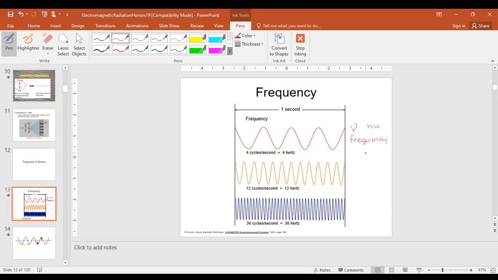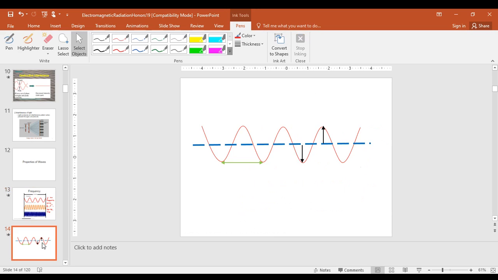The unit for frequency, there are several different units you can use for frequency. One is 1 over seconds. This is sometimes written as seconds to the -1. This is referred to as hertz, and the abbreviation for hertz is Hz. So this is frequency. Now I want to go over a wave and just show you some other parts of the wave. So we have frequency.